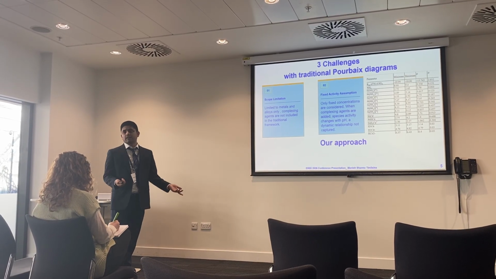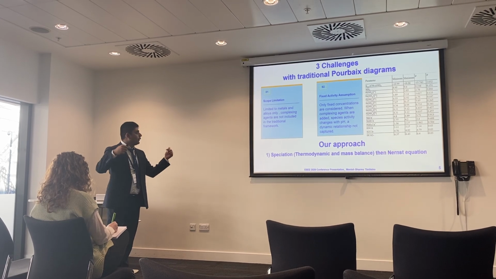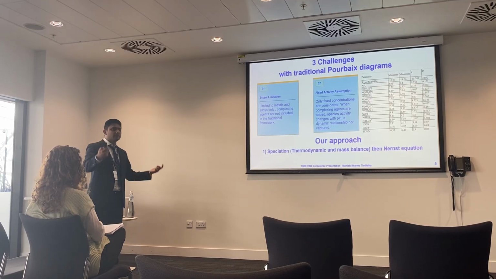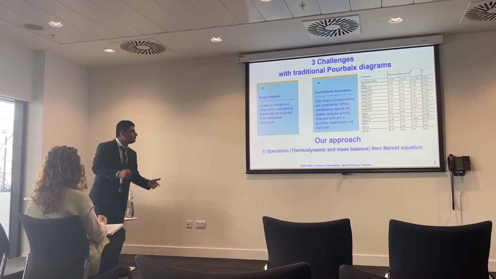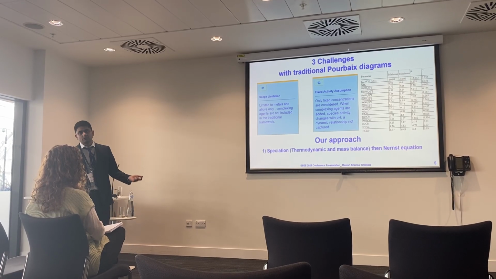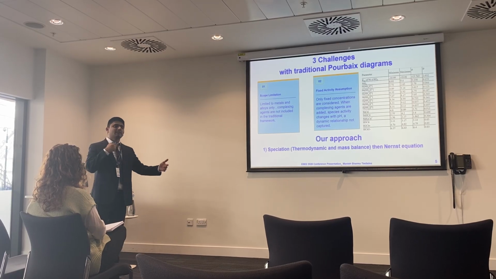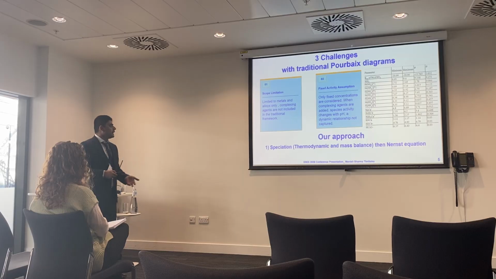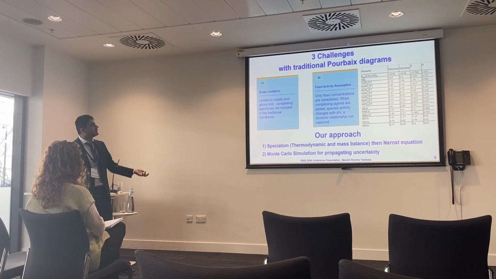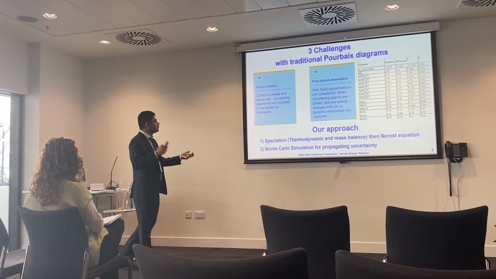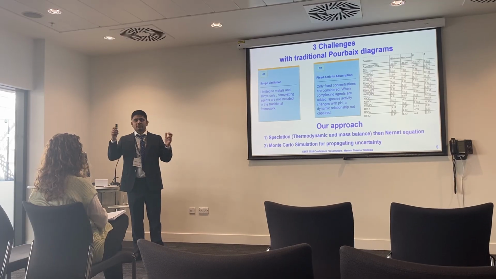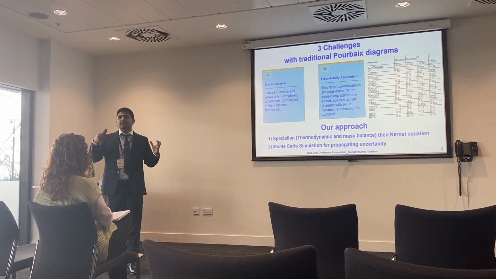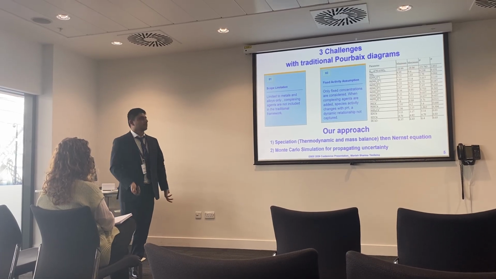So how do we tackle this problem? First, we believe that we need to solve for dissociation first. That is, we need to account for the thermodynamic and mass balance that determines what the activity of the pure metal will be, and then we need to take that to the Nernst equation. That is the first approach we use. And the next one, for addressing the variability in the system, we do by Monte Carlo simulation. That is, rather than taking one specific value, we take a range and analyze the Pourbaix diagrams based on that.